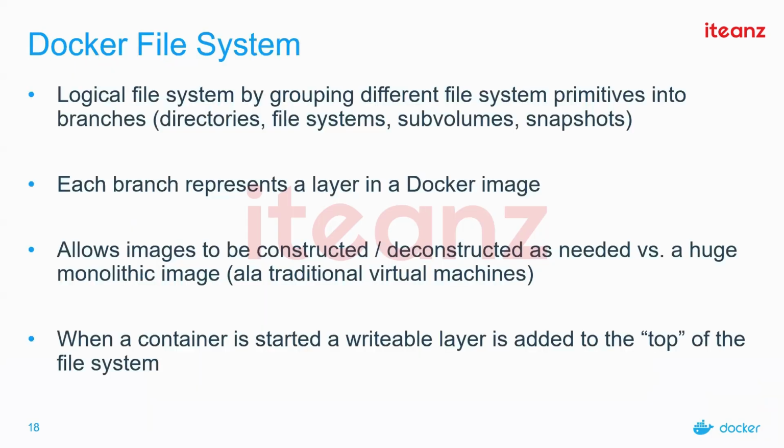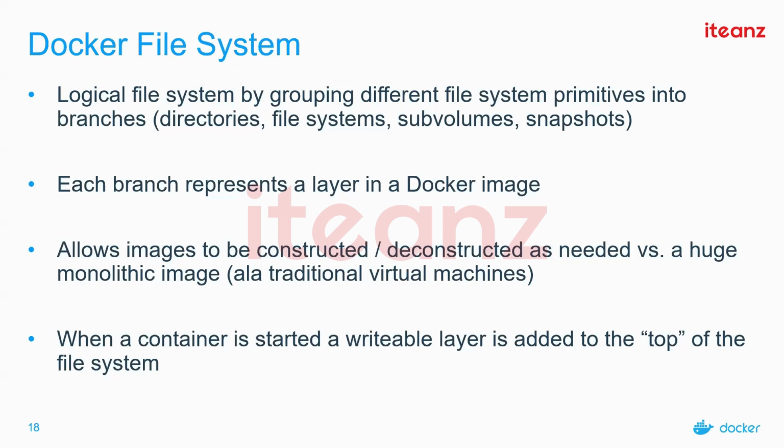Okay. Docker file system, a logical file system group. This is an important one because people do not know the theory of the Docker image file system. Logical file system is grouping different file systems: primitive branch directory, files, subfolder snapshots. Each branch represents a layer of the Docker image, allowing the image to be constructed and deconstructed as needed because there's no monolithic structure as compared to traditional virtual machines.